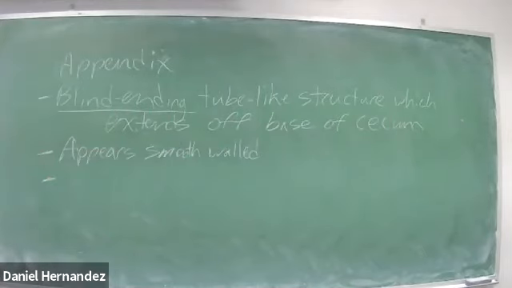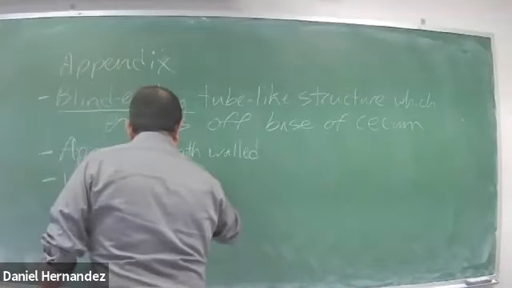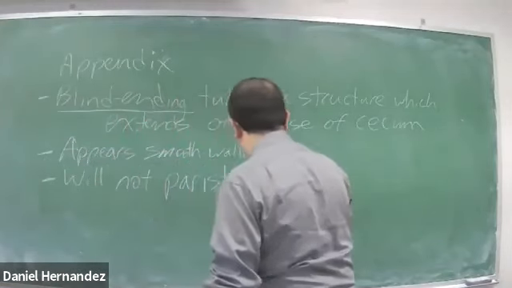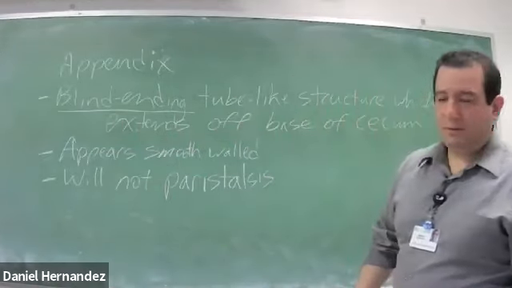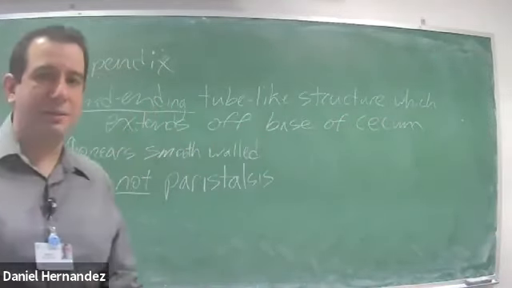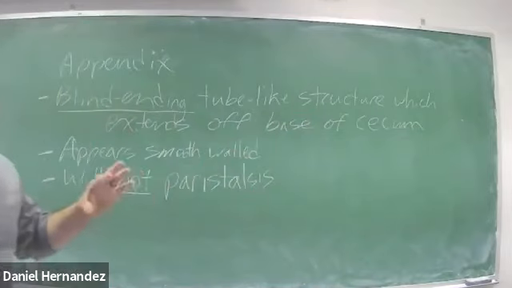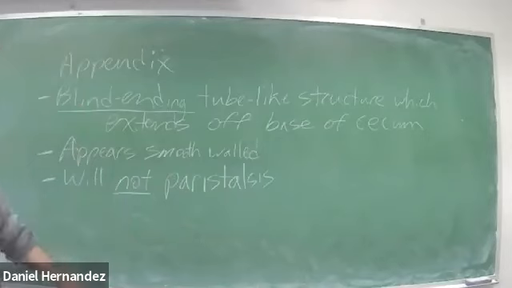Another characteristic is that the appendix will not peristalse. So if you find a structure that you believe is the appendix, stay on it for a little bit and see if it peristalses, because the appendix will not peristalse. If it starts peristalsing and moving on you, you know that's a loop of small bowel. It's not the appendix. So the appendix will not peristalse.